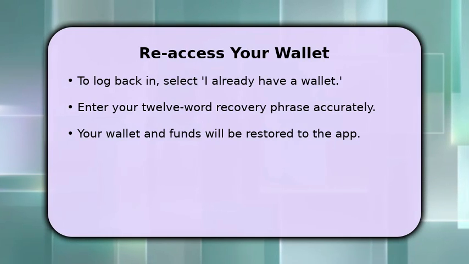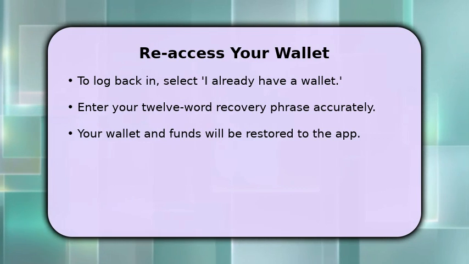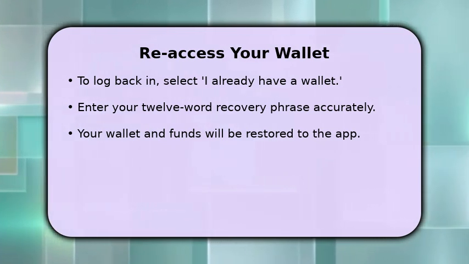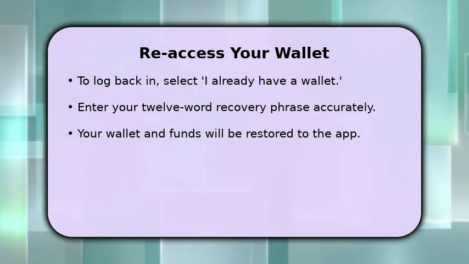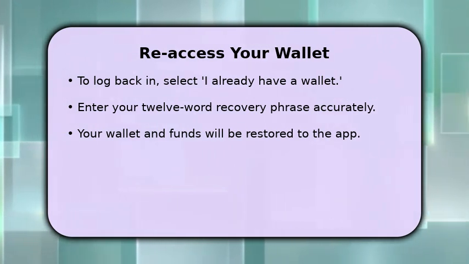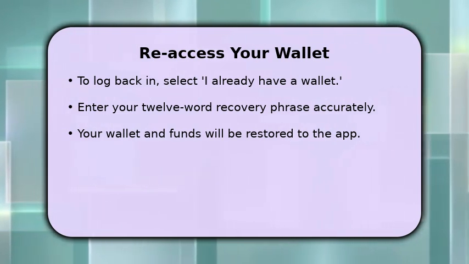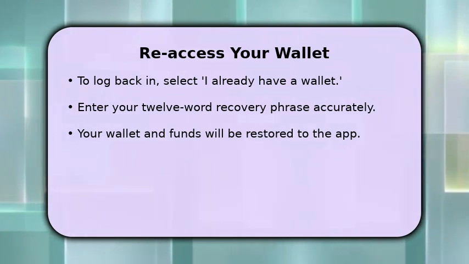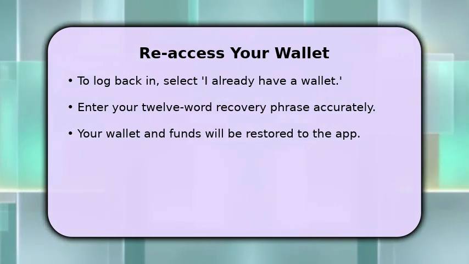To re-access your wallet at any time, simply open the Trust Wallet app and choose the option I already have a wallet. You will then be asked to enter your 12-word recovery phrase. Make sure to type each word accurately and in the correct sequence. Once entered, your wallet, along with all your funds and transaction history, will be fully restored within the application, allowing you to continue managing your crypto assets.